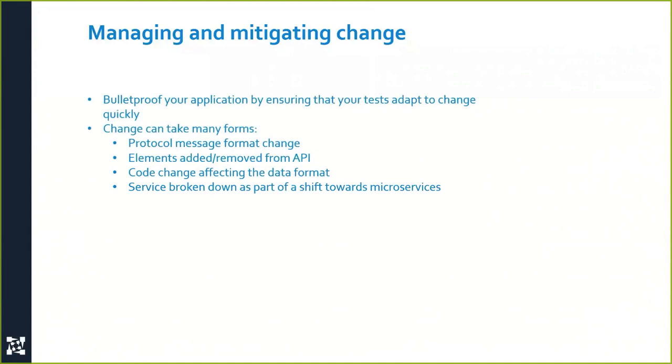For example, we can add or remove elements from our APIs. There can be a fundamental code change that affects our data format. Or as organizations go forward, they may be shifting towards microservices. So from our restaurant example, for microservices, we take our full service restaurant, and instead we break it into 3 separate restaurants. One that serves breakfast, one that serves lunch, one that serves dinner.